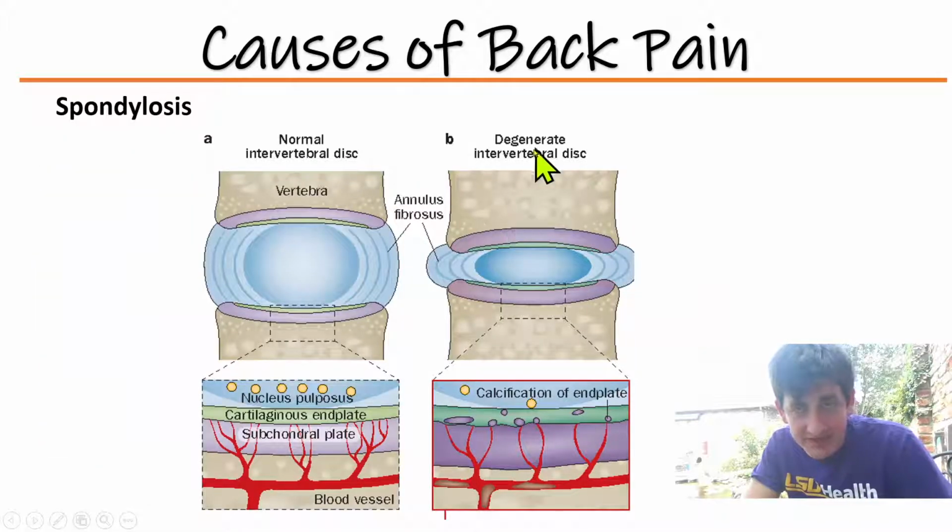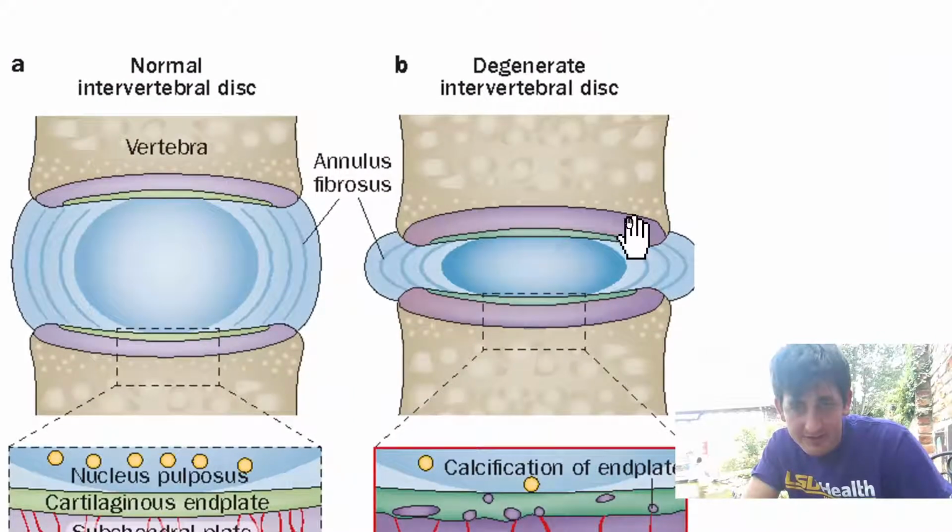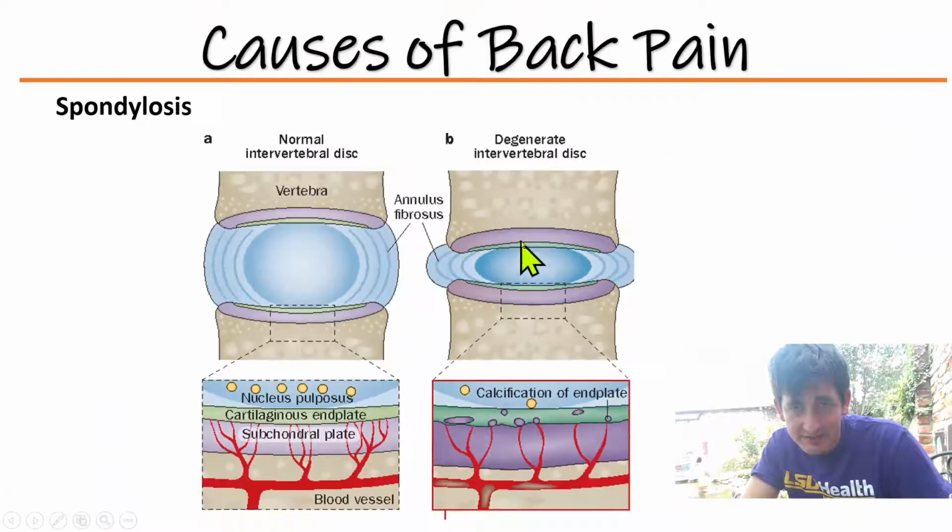This is what happens. Degenerative intervertebral disc. Calcification of the endplate, which is in green. Here's the cartilaginous, well, actually it might be purple. No, green, cartilaginous endplate, nucleus pulposus, subchondral plate.